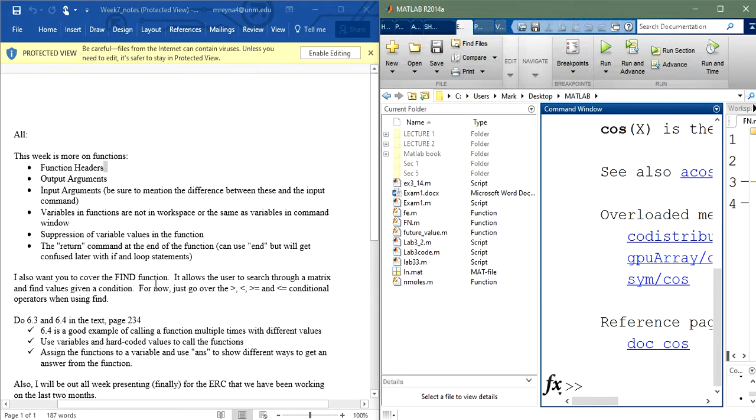I also want you to cover the find function. It allows the users to search through a matrix to find values given a condition. We'll now just go over these operators, the conditional operators to use find.